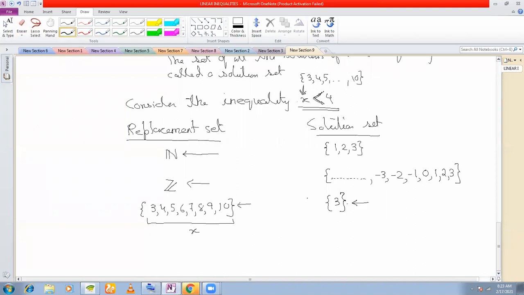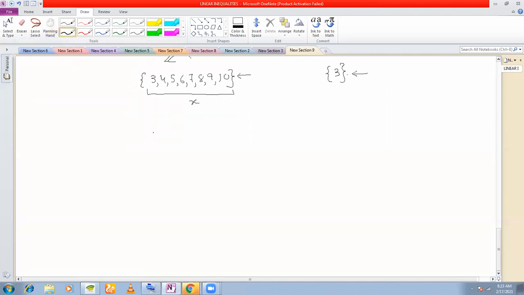You can have a single solution, but most of the time, 99% of the times, when you will come across sums, an inequality will have more than one solution. Now I give you another example. Consider this inequality.